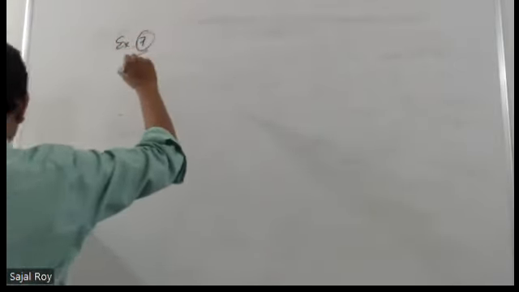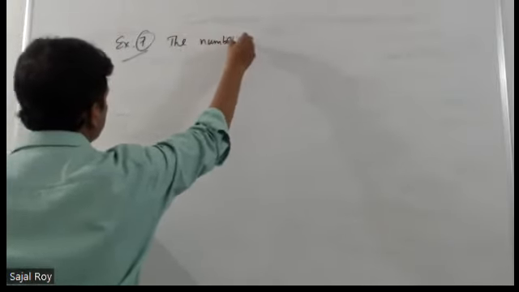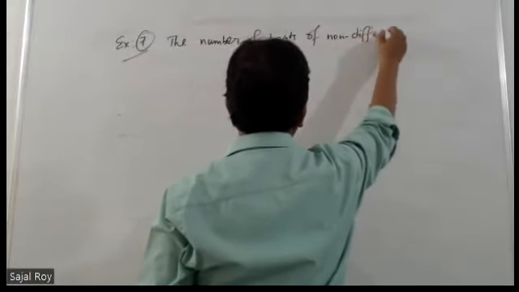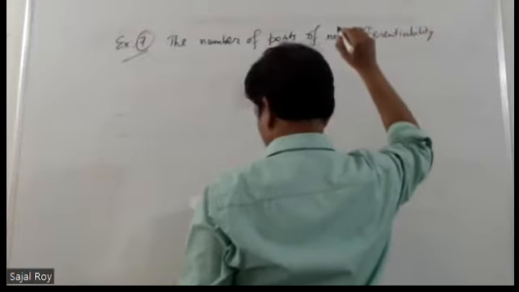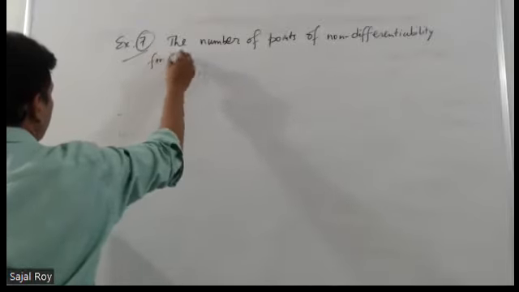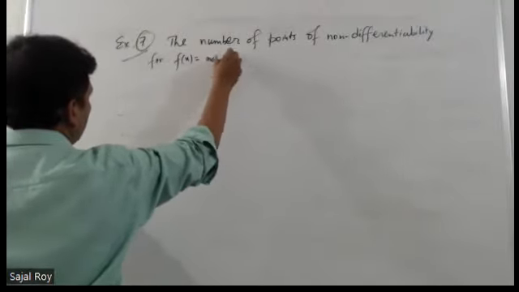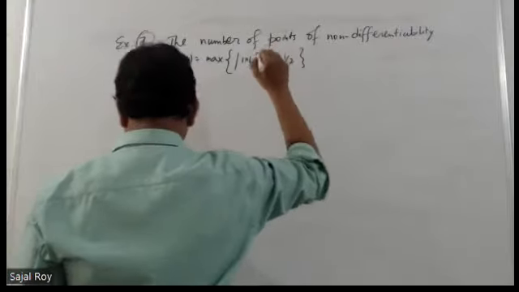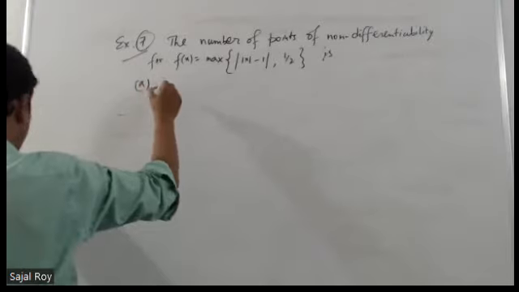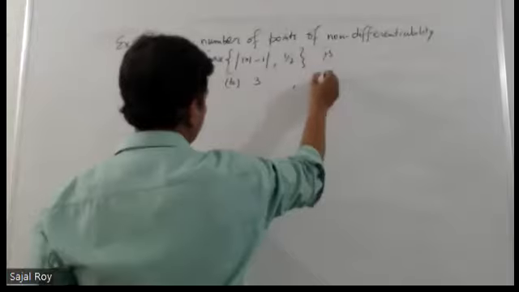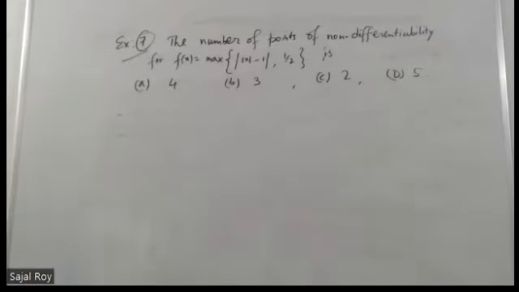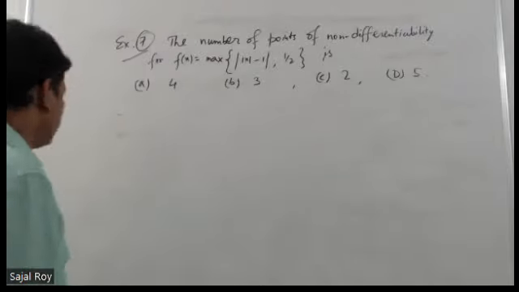Example 7. The number of points of non-differentiability for f(x) equal to max of |x|, |x minus 1|, 1/2 is 4, 3, 2, 5. The number of points of non-differentiability.